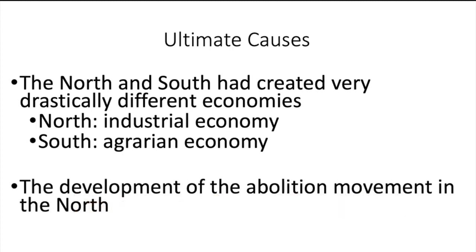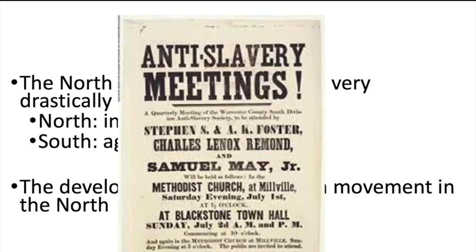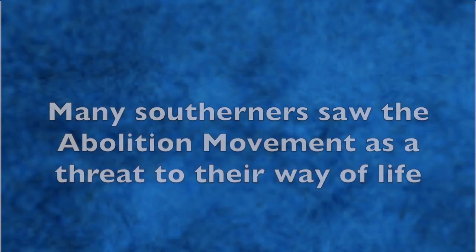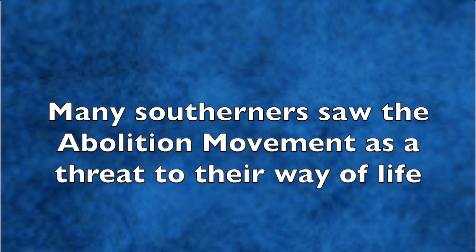The other ultimate cause was the development of the abolition movement in the North. Abolitionists were dedicated to the immediate ending of slavery in the United States, no matter what the effect on the Southern economy. Many Southerners saw the abolition movement as a conspiracy and a threat to their way of life, not just to slavery.